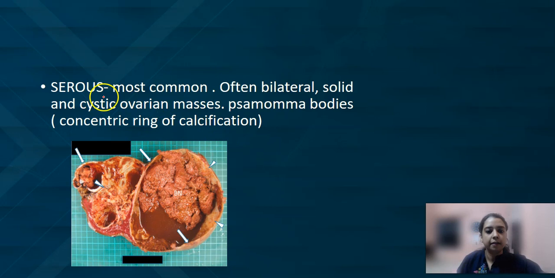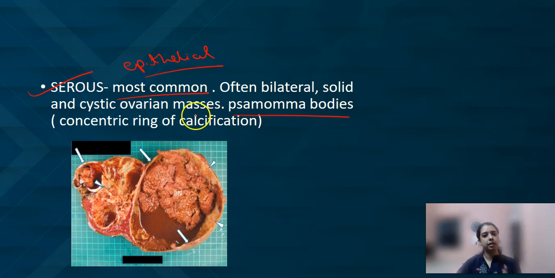So serous: if a tumor is given which is bilateral, solid and cystic both, and psammoma bodies are written on HPE, then think of serous tumor. Serous is the most common epithelial tumor. Epithelial tumors are the most common invasive ovarian tumors. Among these epithelial tumors, serous is the most common: solid and cystic, bilateral, psammoma bodies on HPE.